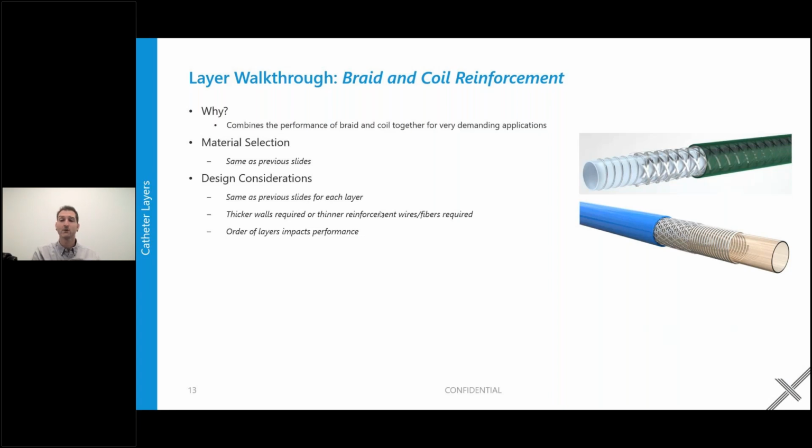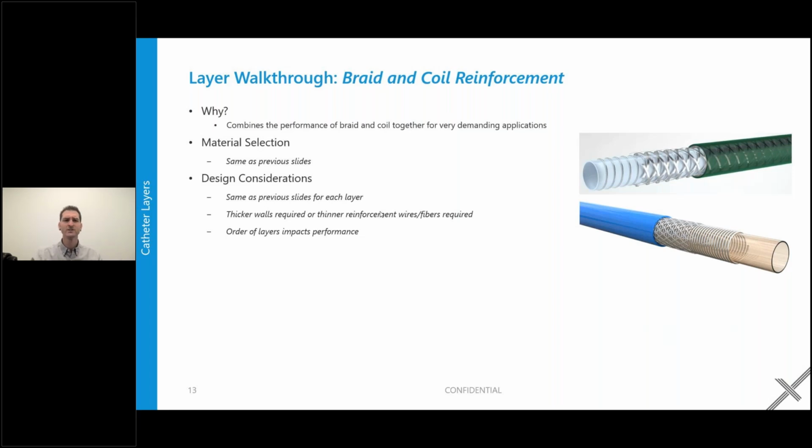The coil, again, adds a lot of crush resistance. So if you have a lot of physician feedback that they're crushing your tube, adding a coil in there can make a really big difference. If you have a lot of flexibility, you need to have axial rigidity and you need torqueability, but you have a flexible section that goes through a pretty demanding section and it likes to kink and collapse, a coil will make a big difference in that application.